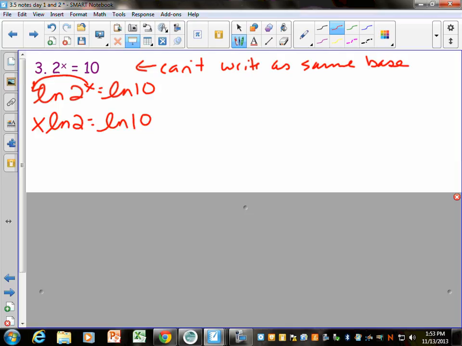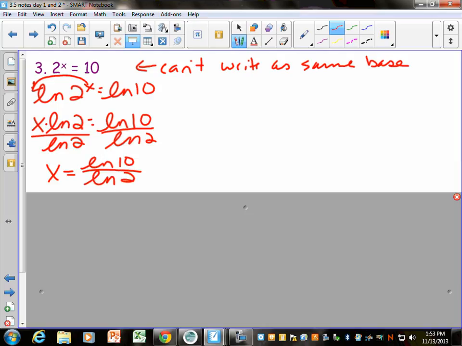And I just want to solve for x. Once I take it out of the exponent, that's just multiplication. So how am I going to get x by itself? Divide by ln of 2. And I get that x equals the ln of 10 over the ln of 2.